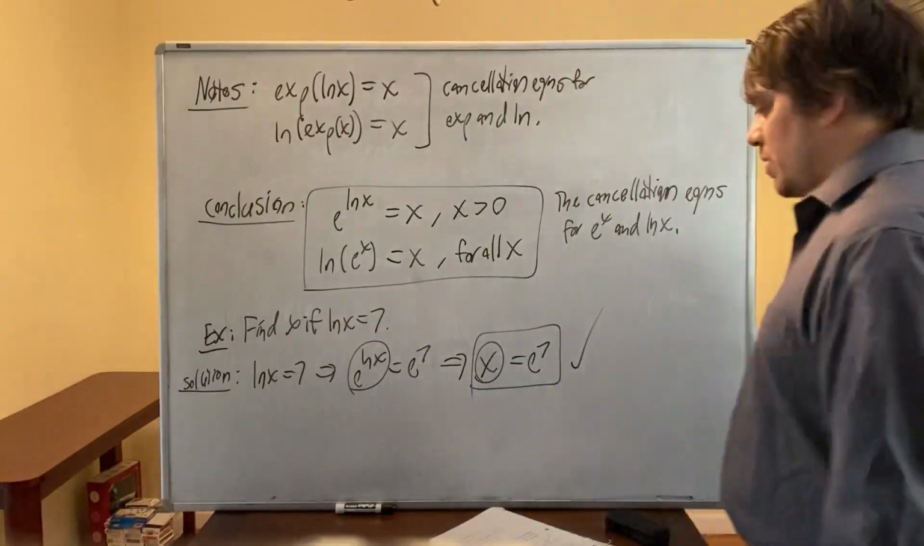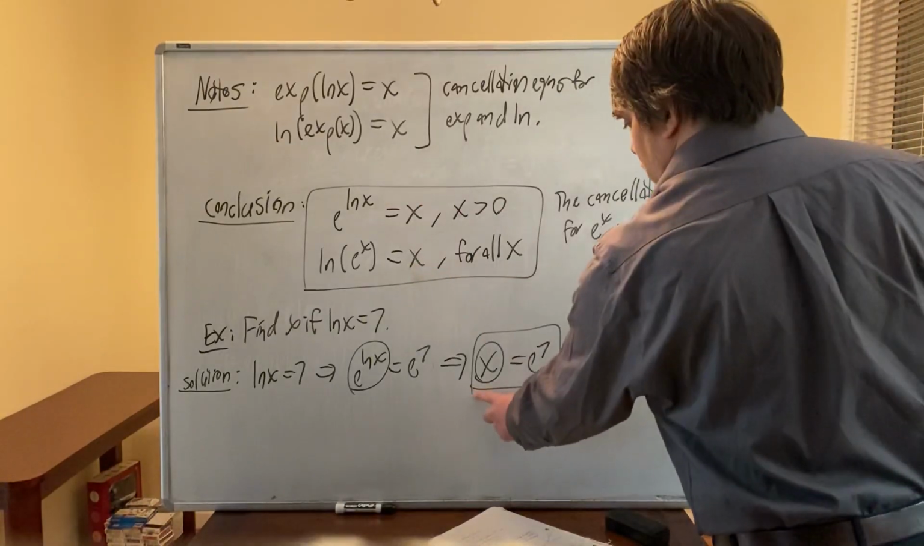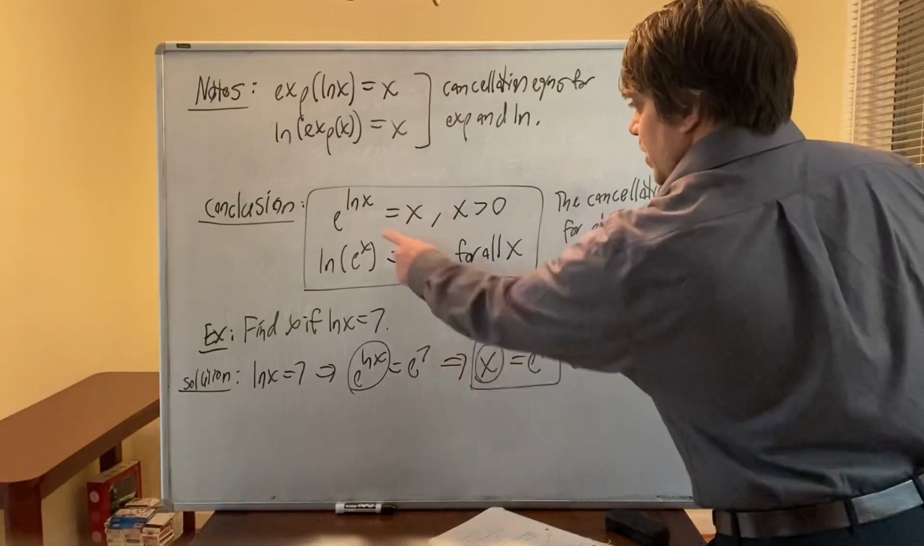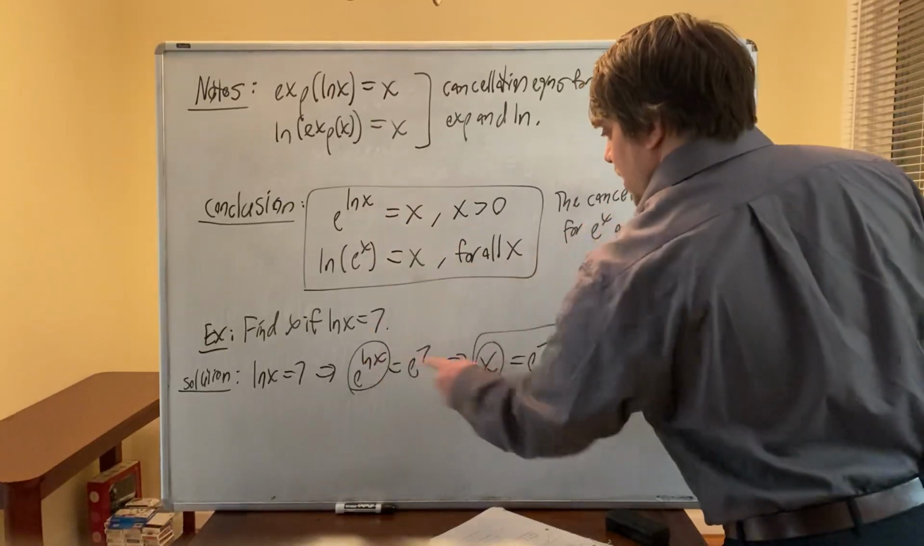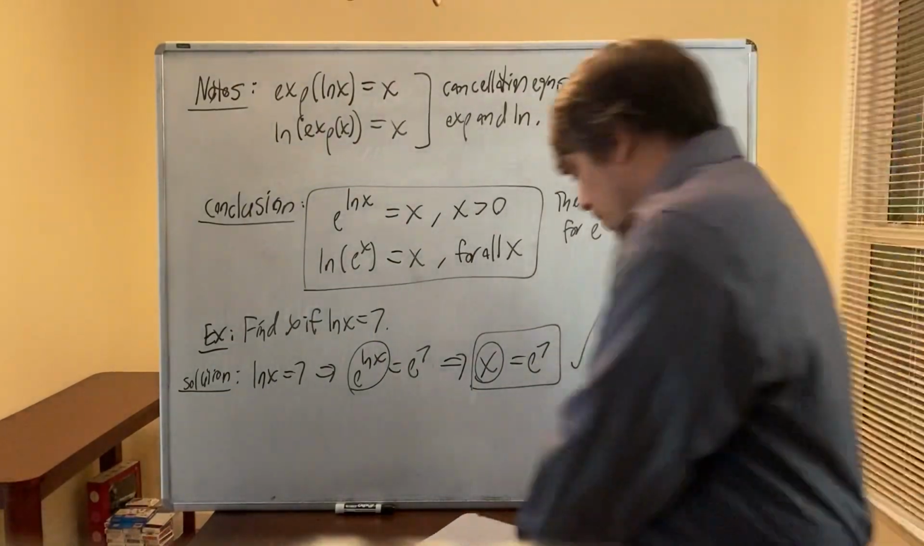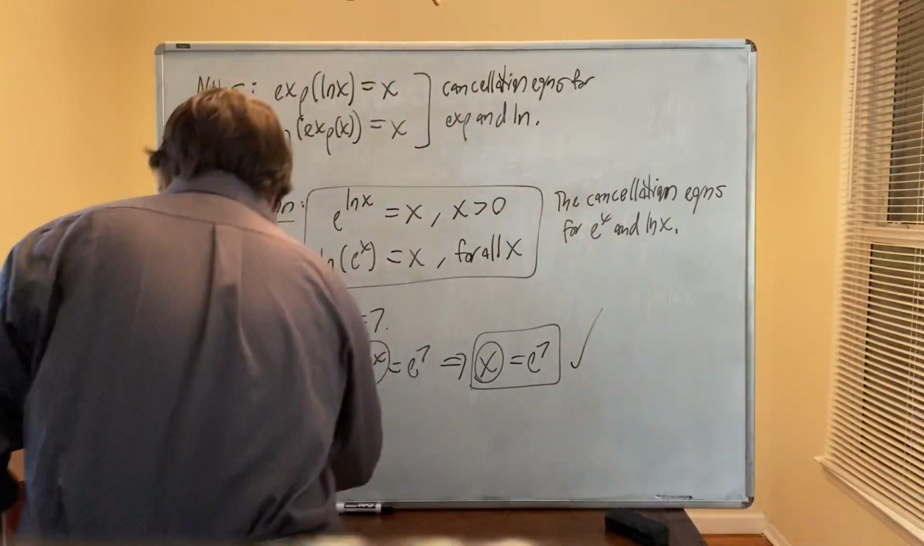It's x equals e to the 7th. And we use the first cancellation equation for that, to say that e to the ln x is x, so we replace e to the ln x with x there. x equals e to the 7th. Okay? Another example.